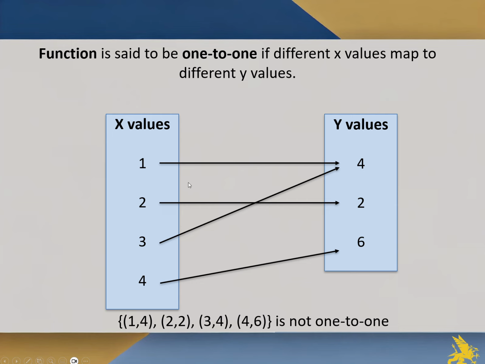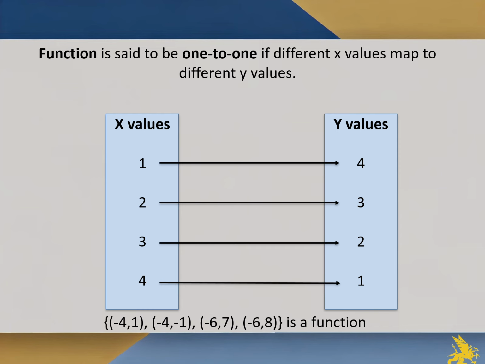So see here, we've got 1, 4, 2, 2, 3, 4. It is not one-to-one because the x values are not mapping to different y values. Here, we've got a function is said to be one-to-one if different x values map to different y values, and we can see that.